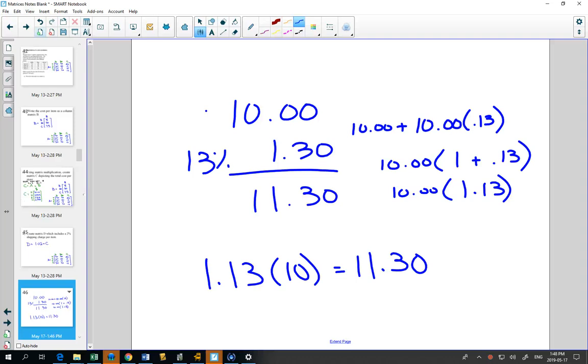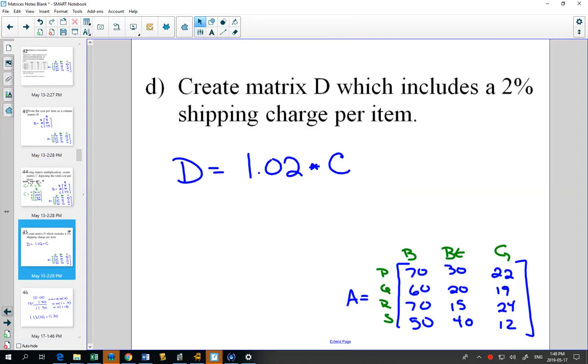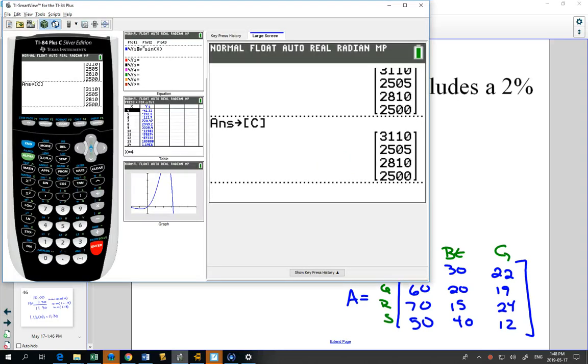Okay, sorry. So if we want to make D 1.02 times C, well, we can go to our calculator, and I can go 1.02 times C. Again, I could do each of these separately, and it wouldn't be hard. But my calculator will calculate it for me. I had already stored things as C.